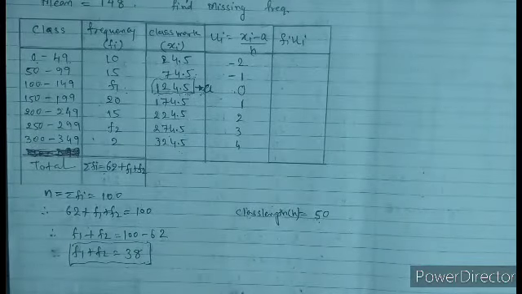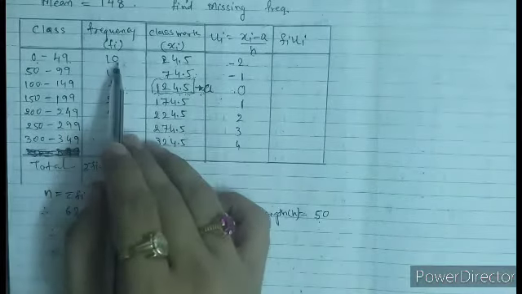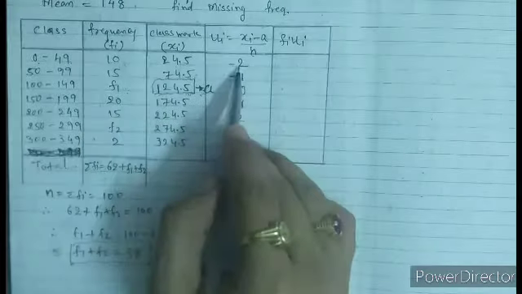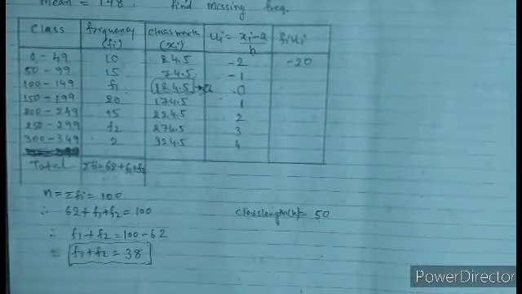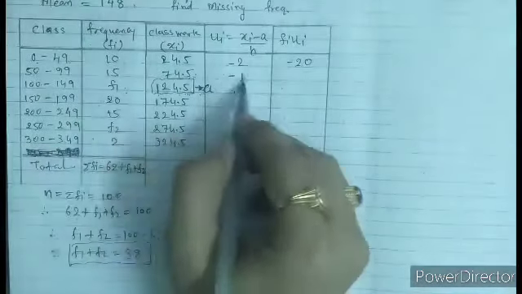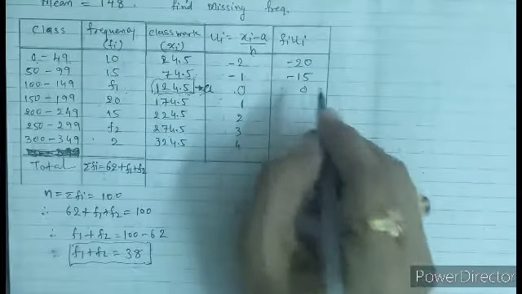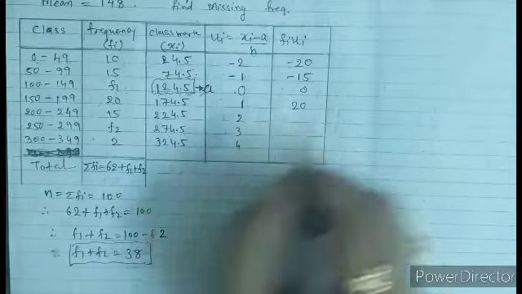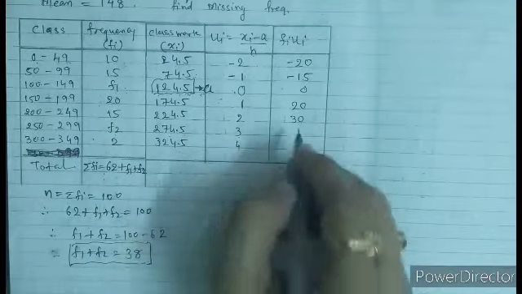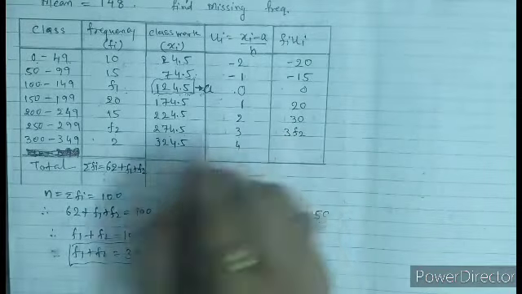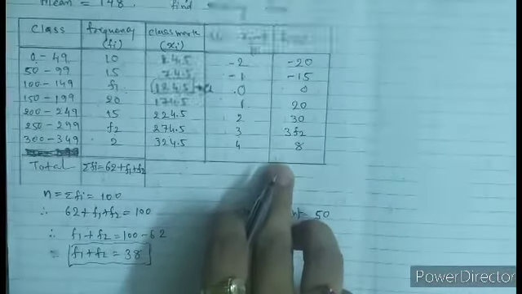Now next is FiUi. Let us get FiUi, that is the product of Fi and Ui. For the first case Fi is 10, Ui is minus 2. 10 multiplied by minus 2 is minus 20. Then 15 multiplied by minus 1 is minus 15. Then F1 multiplied by 0 is 0. 20 multiplied by 1 is 20. 15 multiplied by 2 is 30. Then F2 multiplied by 3, that is 3F2. Then 4 into 2 is 8. So these are the values of FiUi.